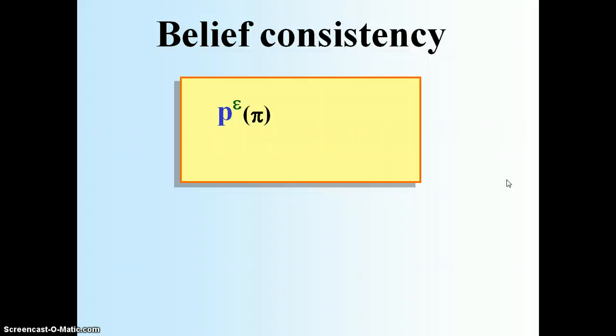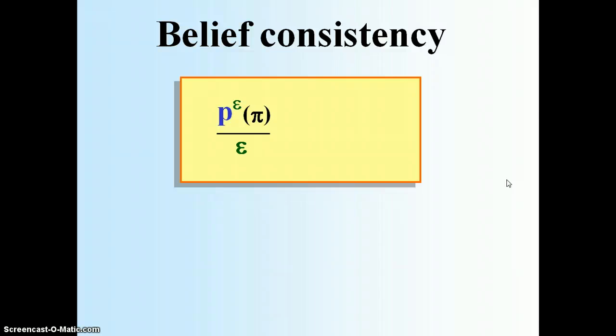But if there is no common prior, and the p epsilons do not converge to a common prior, and they spread thin over the whole space, they diminish. Now, what belief consistency requires is that p epsilon pi goes to zero not too fast. More precisely, we look at the ratio p epsilon pi to epsilon.